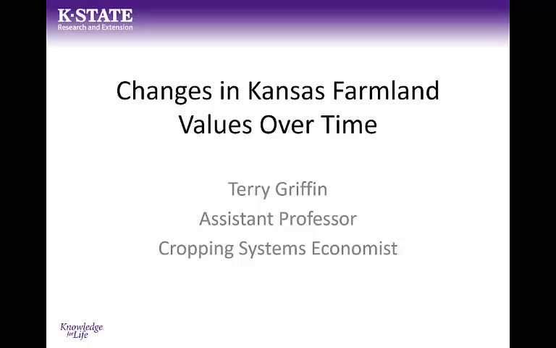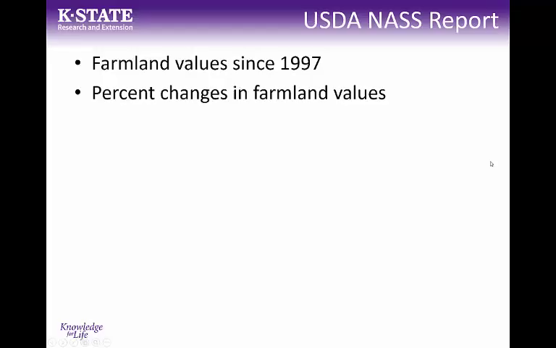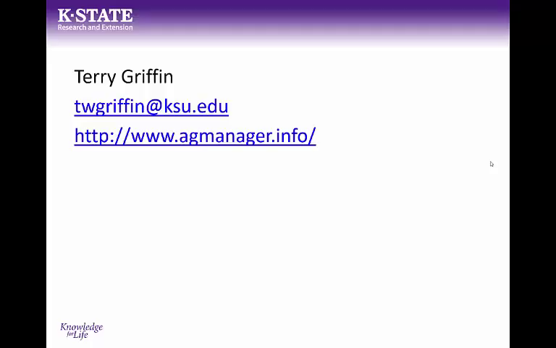I wanted to present some data that's available from USDA, National Ag Statistics Service, about Kansas farmland values and how they've changed over time. The data goes back to 1997 for farmland values, as well as the changes in farmland values over time.